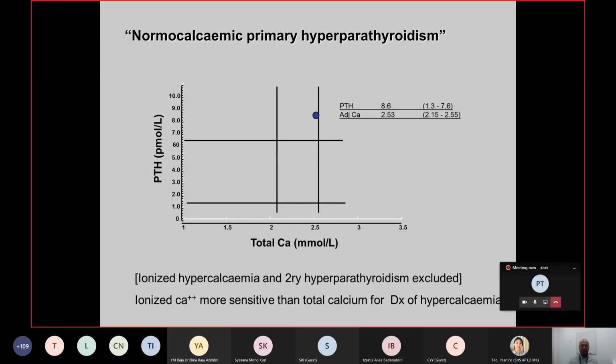Secondary hyperparathyroidism I will touch on later on. So all the causes for secondary hyperparathyroidism need to be excluded before normocalcemic primary hyperparathyroidism is diagnosed. So the diagnosis, once it's made, then you have to assume that the patient has the risk of developing some of the complications of overt primary hyperparathyroidism. So they're a mild form of primary hyperparathyroidism, and they have to be clearly differentiated from secondary hyperparathyroidism, which is not always easy.